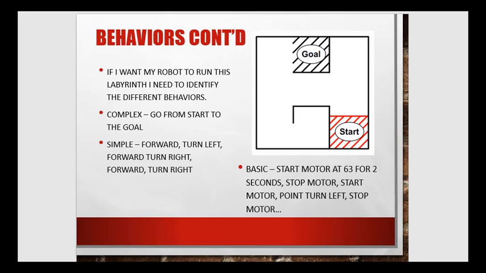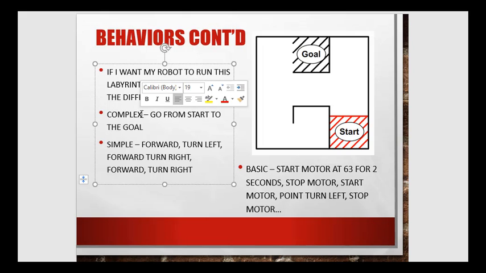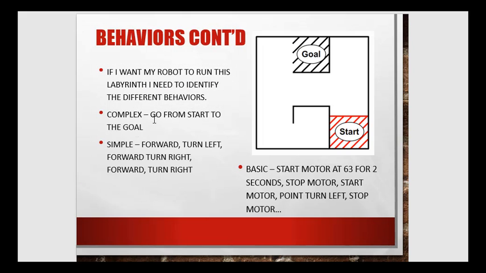So here's an example. If I wanted the robot to navigate this maze and I go step by step, I need to tell the robot every single thing I want it to achieve. So here, if I'm going through that maze, the complex will go from start to the goal.